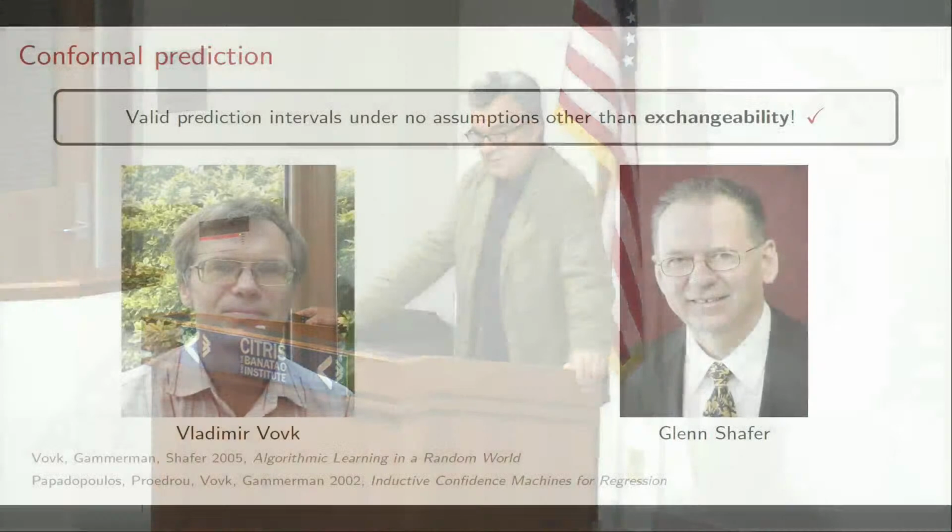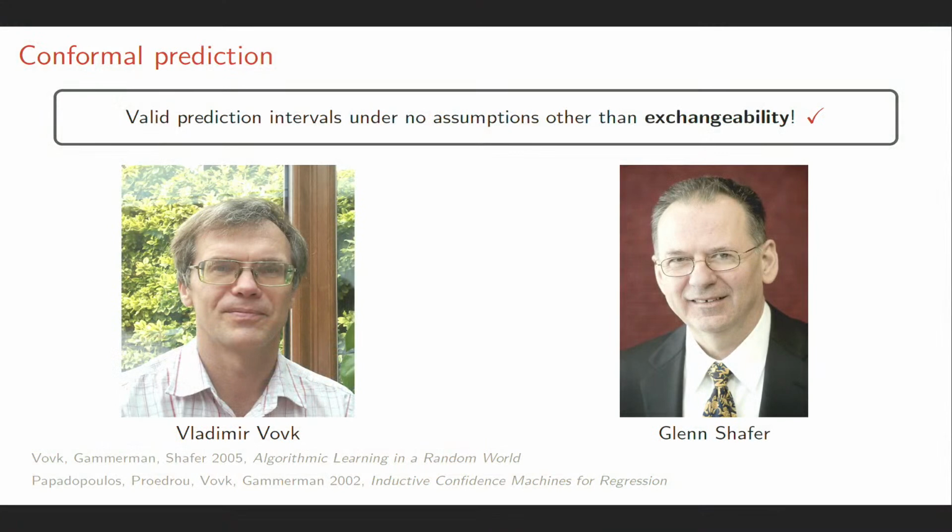And so we now have methods to actually do this, and this is the field of conformal prediction. You see on my slide a pioneer, Vladimir Vovk, whom I met last year, who largely developed the field. I also have another hero of mine, Glenn Shafer. And they showed us how to construct valid prediction intervals under no assumptions on the data other than exchangeability.